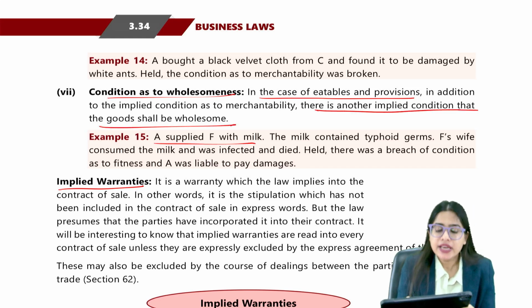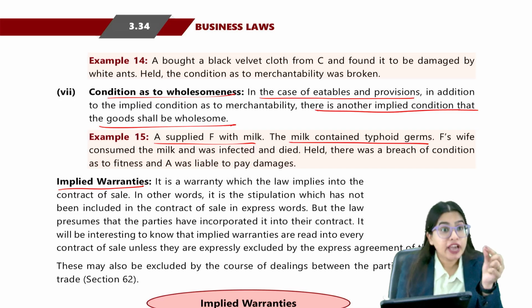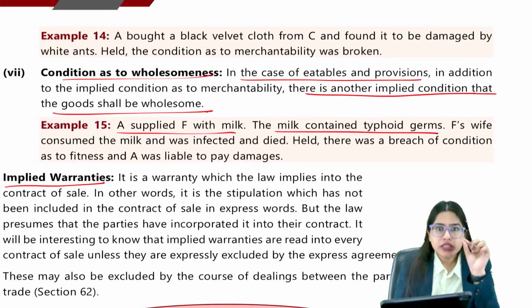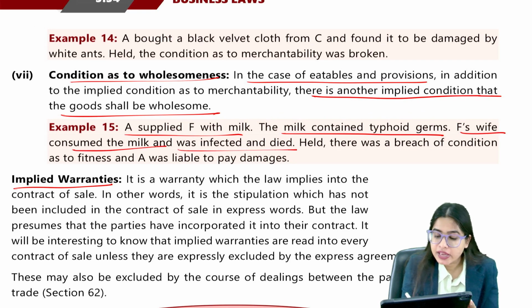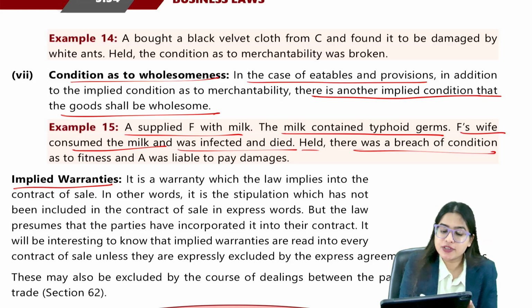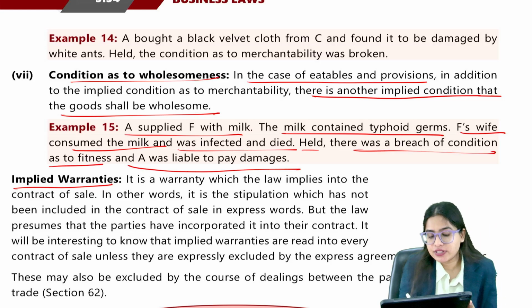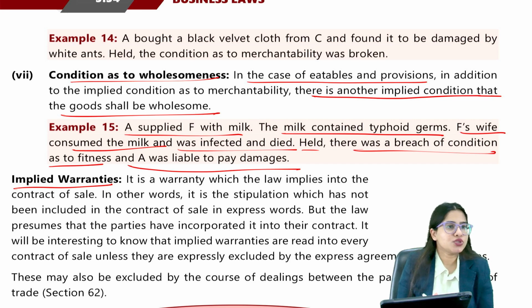For example, A supplied F with milk. The milk contained typhoid germs. Oh my god, in that milk there were typhoid germs. So F's wife consumed the milk, was infected with typhoid and died. Here there is a breach of implied condition and A was liable to pay damages. Are we clear with this? So this is the implied condition as to wholesomeness.